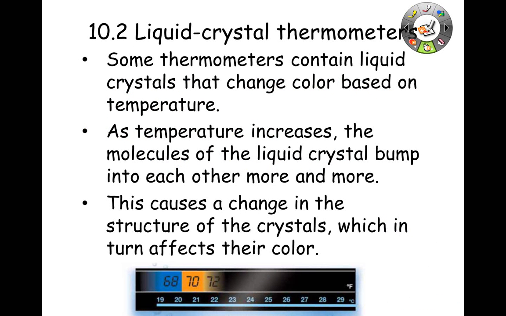Liquid crystal thermometers. Typically, you see these if you have a fish tank. They're usually on the side of a fish tank. Some thermometers contain liquid crystals that change color based on temperature. As temperature increases, the molecules of the liquids bump into each other more and more. This causes a change in the structure of the crystals, which in turn affects what color.